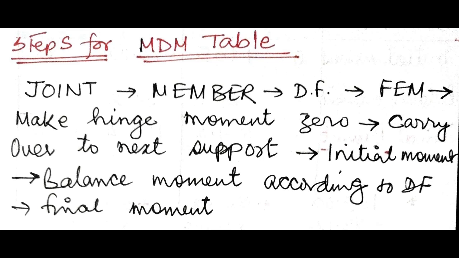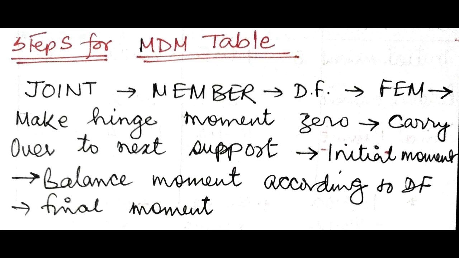I will show you how we make the table, but just note down the steps in your notebook so that you remember the sequence. The steps are very important. First you have to write down the joint, then the members, then the distribution factor, then you have to write down the fixed end moment values. Now if there is a hinge joint and you have written the fixed end moment value over there, the next step is to make the hinge moment 0, because we know that the moment at a hinge is always 0, but we have written the fixed end moment.